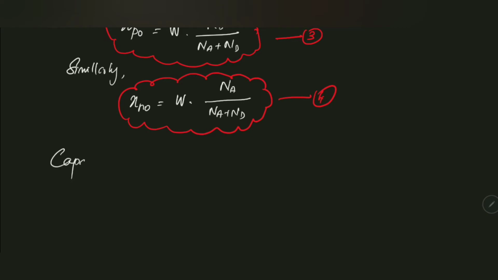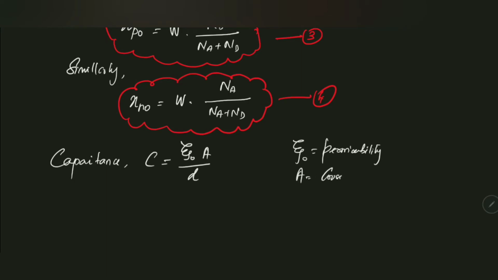So the capacitance equation can be given as C is equal to epsilon naught A divided by d. Here, epsilon naught is nothing but the permittivity, A is the cross-sectional area, and d is the distance between the parallel plates. So this is the general equation.